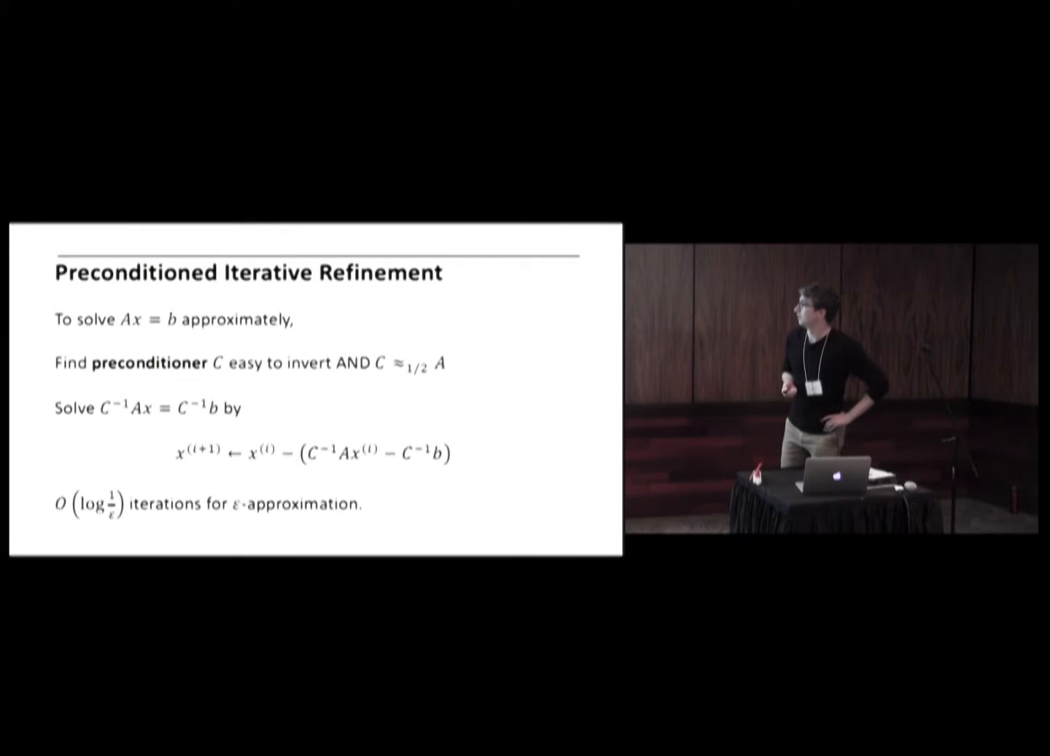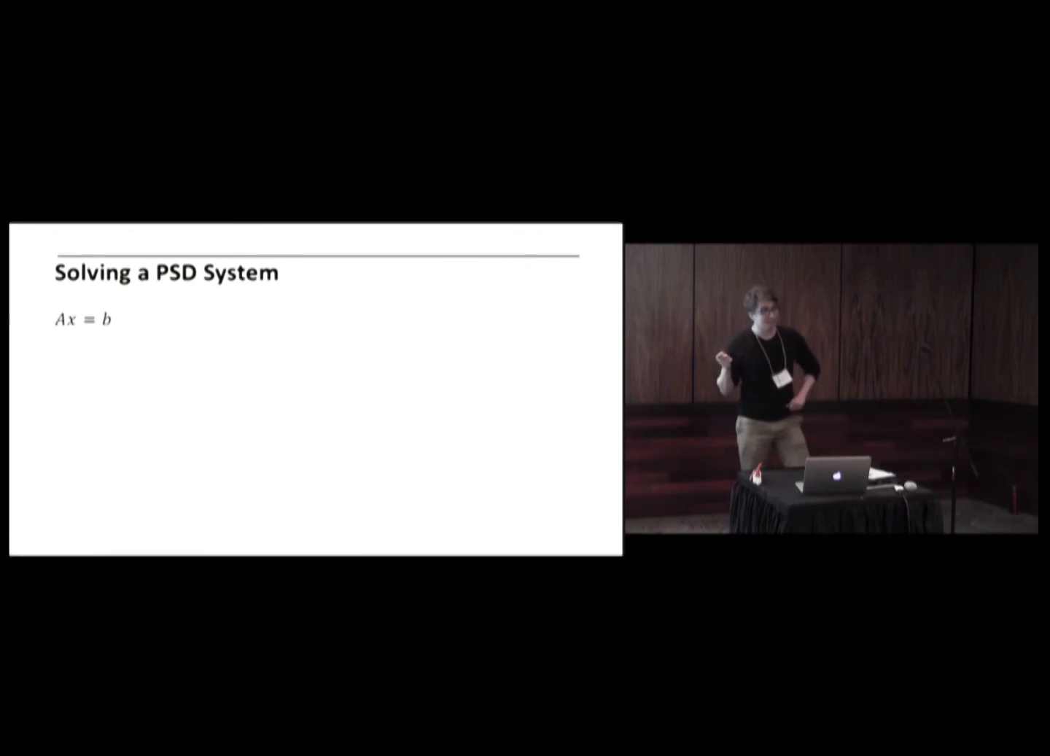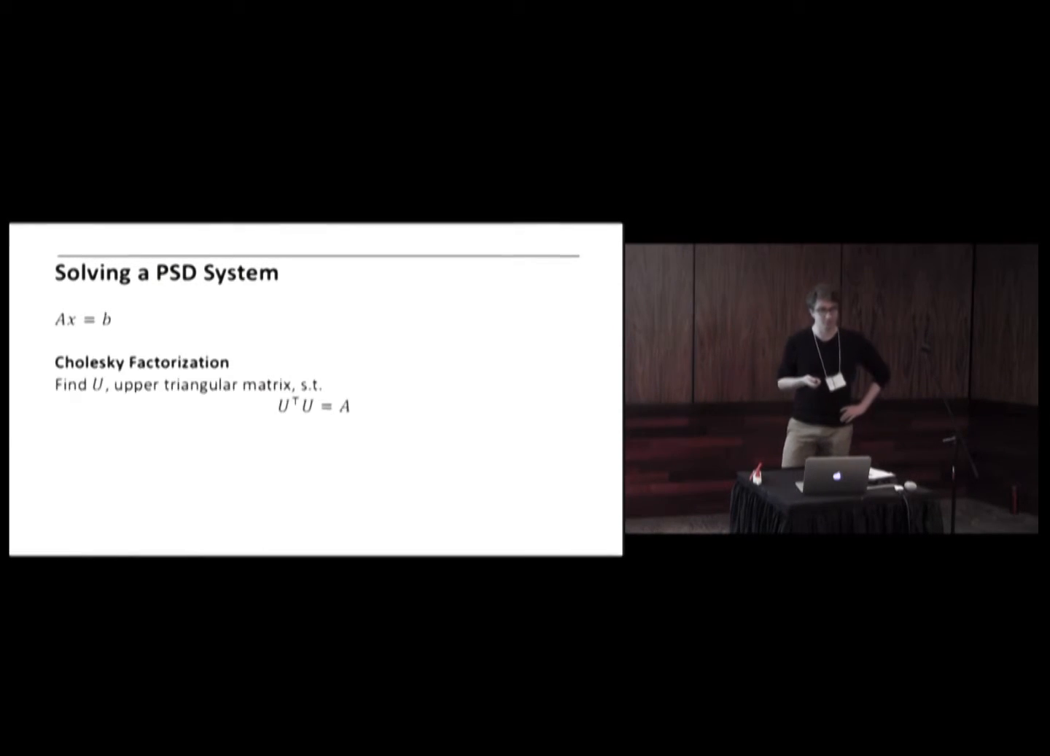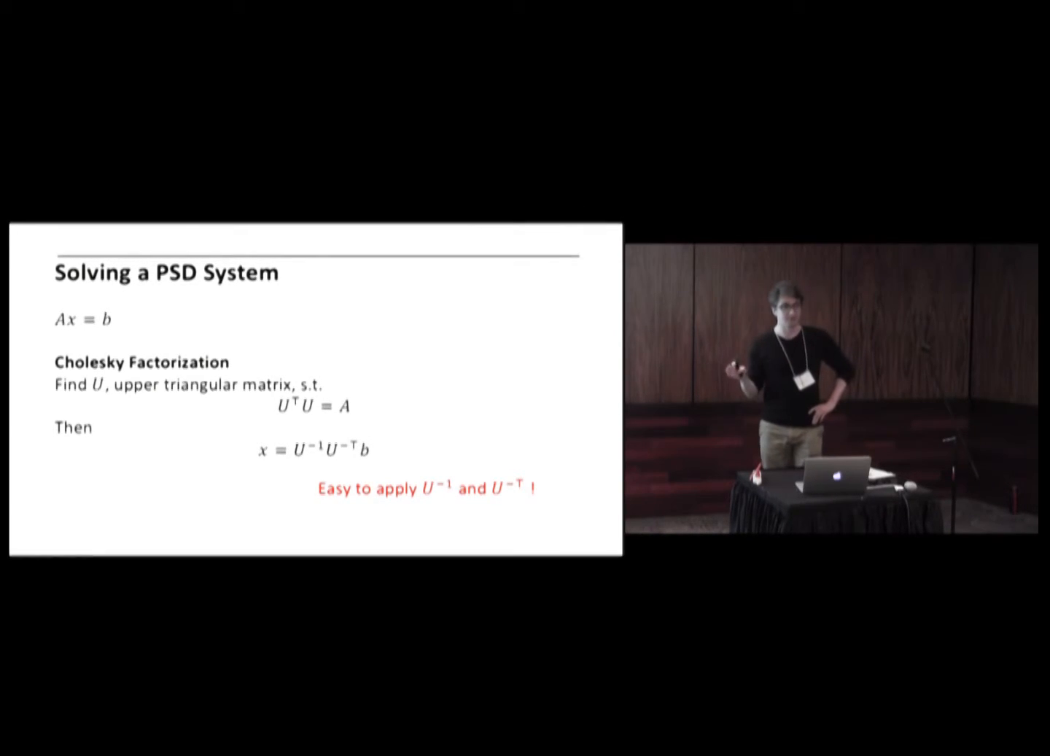This is how we can get approximate solutions. Now I just want to remind you, how can we exactly solve a PSD linear system? The standard approach is Cholesky factorization. It says find an upper triangular matrix U such that U transpose U is equal to A. Then we can just set x equal to U inverse U transpose inverse b. These inverses are easy to apply because it's easy to solve in upper and lower triangular matrices. That's just a homework exercise, to do that in time proportional to the number of non-zeros in the matrix.